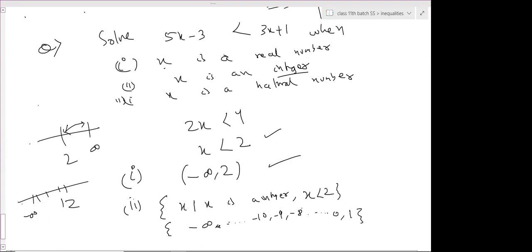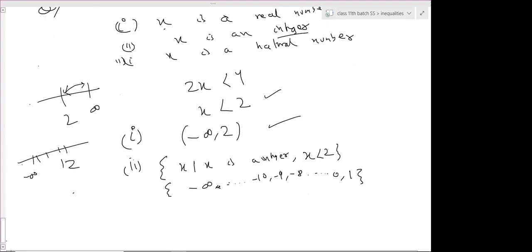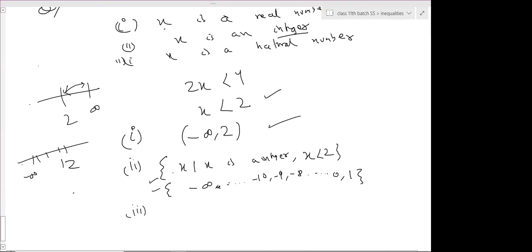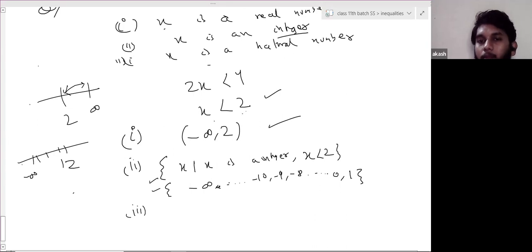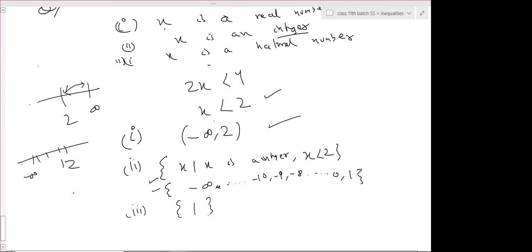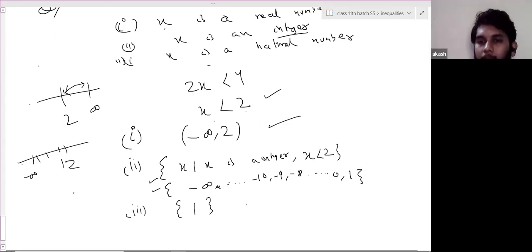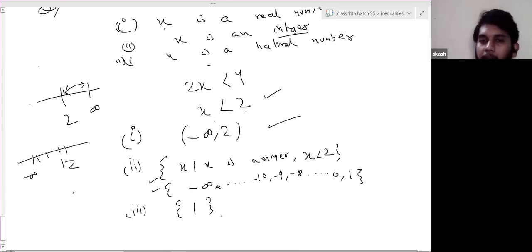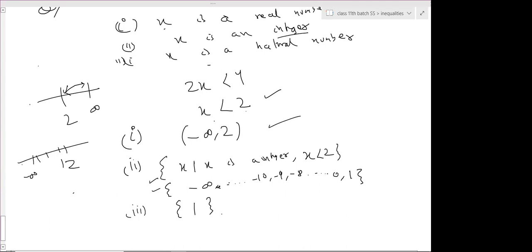All right. Iram, is this clear? This is sets, right? We have studied this in sets. Now x is a natural number. So if x is less than 2, then what natural numbers are there? 1. Iram, is this clear? So should this be in a set, or can we just write it as 1? No, always write this in a set. All right. Iram, this is clear? Yes.